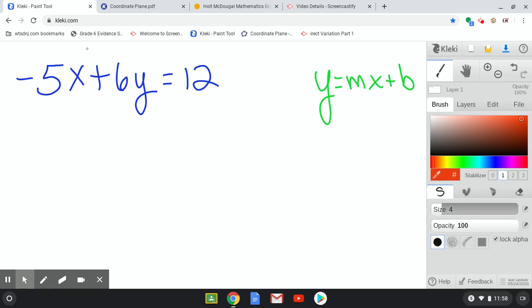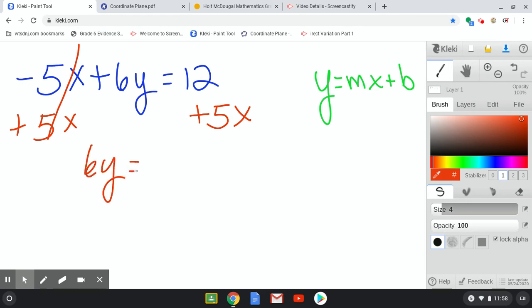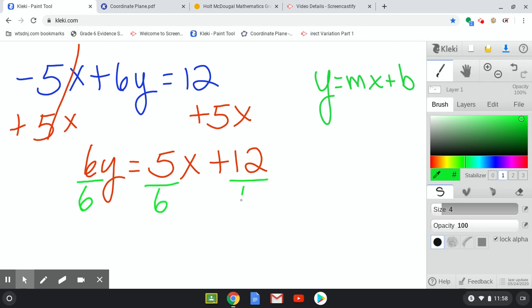Because I have a negative 5x, I'm going to add 5x to bring it to the other side of my equal sign. These will cancel. I'll be left with 6y is equal to 5x, and because my 12 is positive, I'm going to put plus 12. Well, we're getting there, but we still have a 6 with our y, and we need that to be a 1. So in order to make that a 1, we need to divide all the numbers by 6.